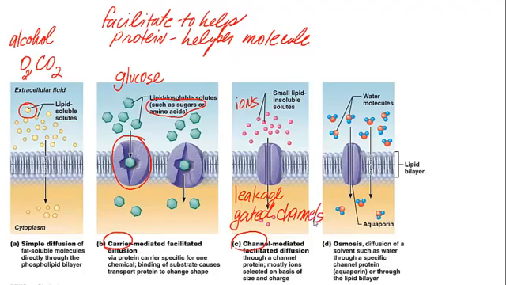And then the last type that we have of passive movement is osmosis. Osmosis is the diffusion of water. And this is very, very important in the body. A lot of times there is a specific protein that you can see here. This protein is called an aquaporin. And these aquaporins are actually going to form in the membranes of red blood cells as well as kidney tubule cells.